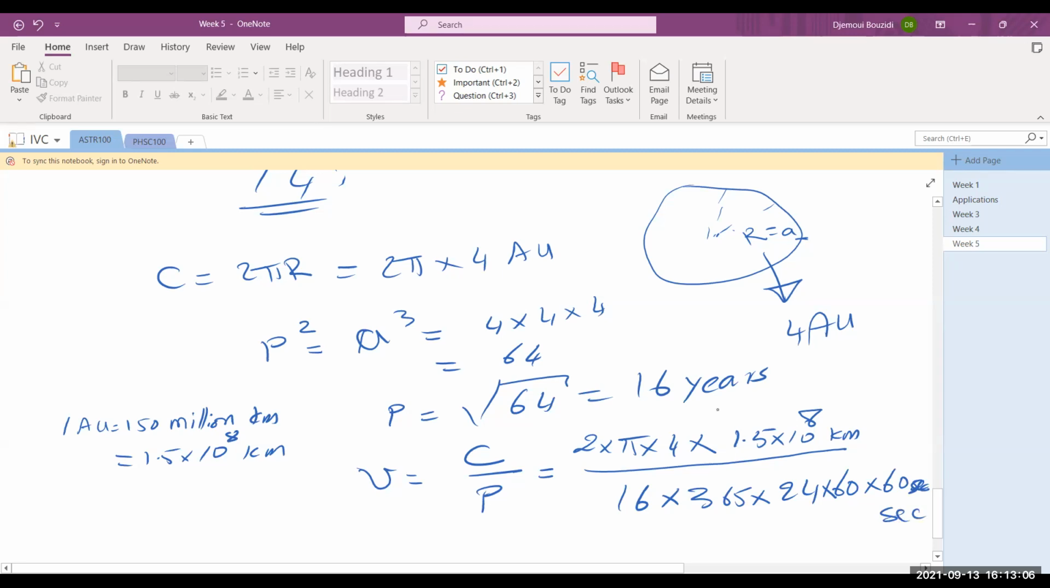So all you have to do now is multiply 2 times 3.14 times 4 times 1.5 times 100 million, divided by 16 times 365 divided by 24 divided by 60 divided by 60 again to get the answer in kilometers per second. Okay, so that should give you an answer for these problems.